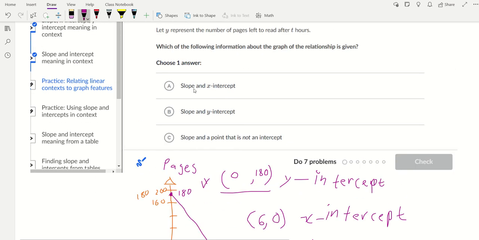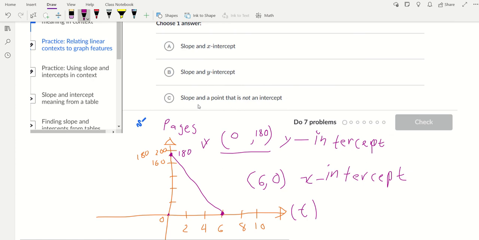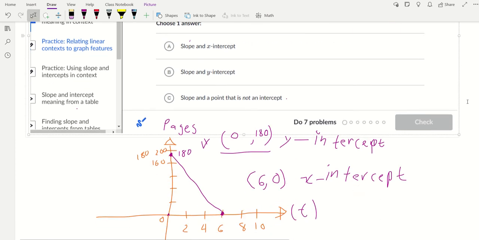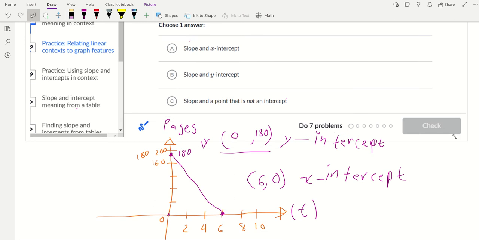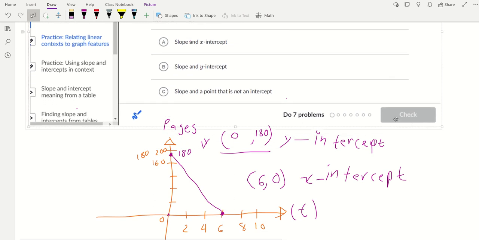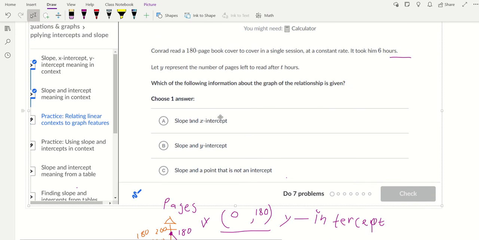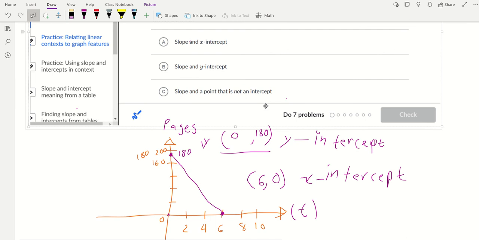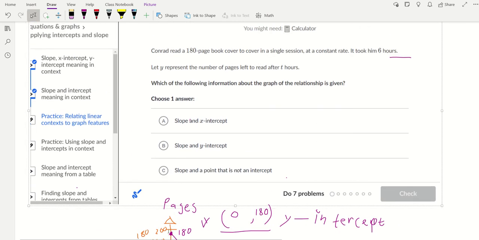So then you have 3 options here: slope and x-intercept, slope and y-intercept, and slope and a point that is not an intercept. I think we're missing one. I believe we're missing something here. The idea here would be to be y-intercept and x-intercept. All right, that's all.